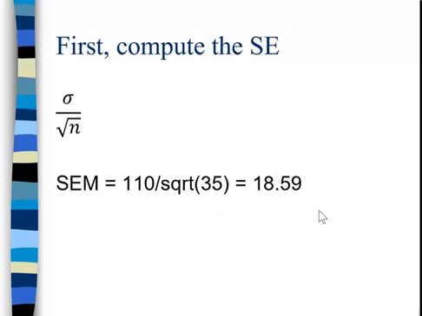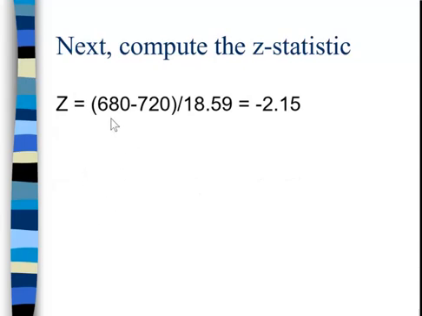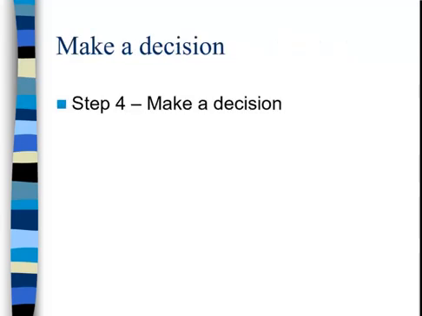So remember, this value is going to go in the denominator of our z-statistic, which is what we can compute now. So here we've got our sample mean of 680 minus our population mean of 720. We're going to divide that difference by our standard error of the mean. And we end up getting a z-statistic of negative 2.15. And so now we need to make a decision here, right?